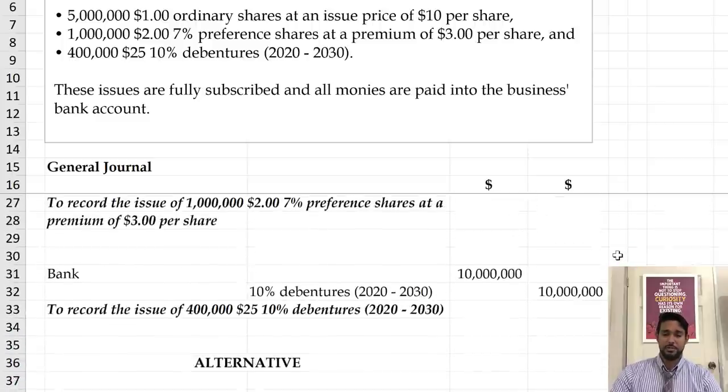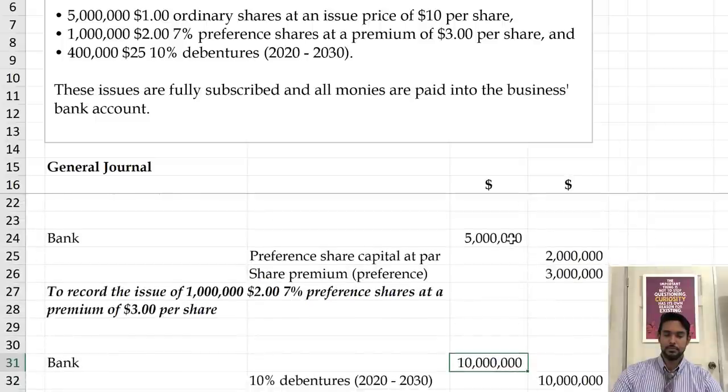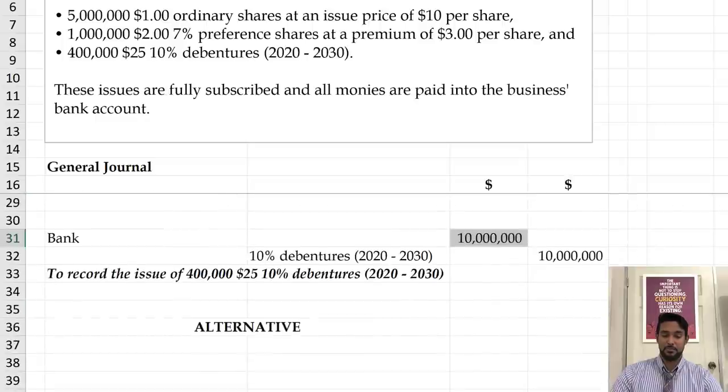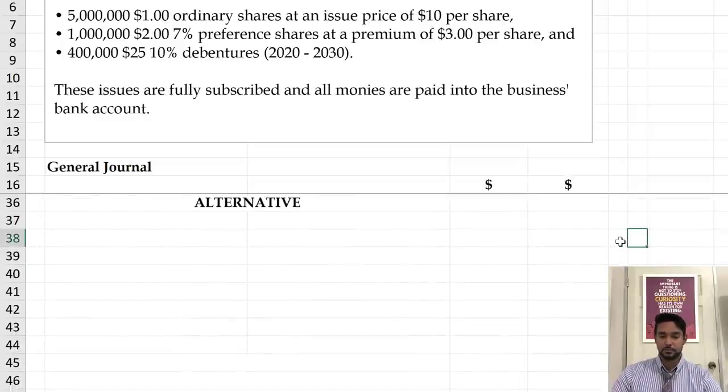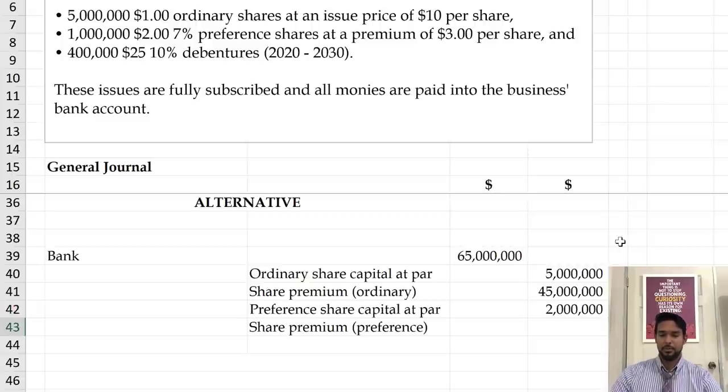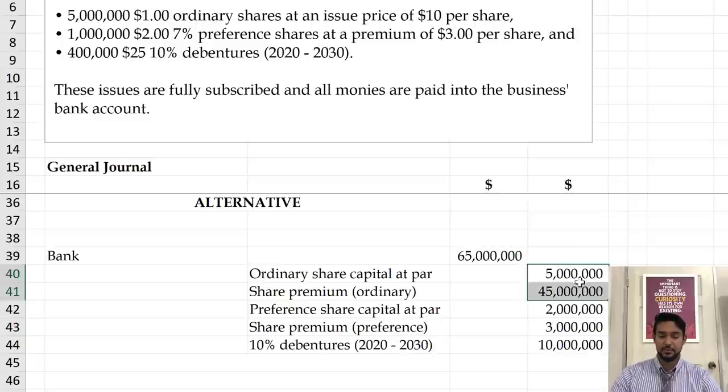So let's see how much money would be flowing into bank in total. 10 million, 5 million, that's 15 plus 50 is 65, sorry. Okay, bank, 65. So where did the money come from? Ordinary share capital was 5 million. The premium on ordinary shares was 45, right? Yeah, it was $9 per share as the premium. Preference shares was 2 million and the premium was 3 million, right? That's 5. And the debentures was the next 10 million. So 5 and 45 is 50. 50 and 5 is 55 and 10 is 65. Okay.